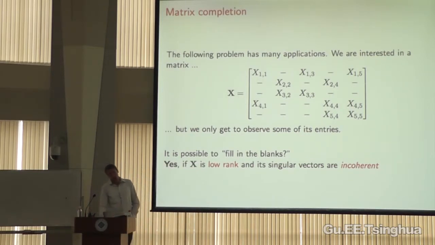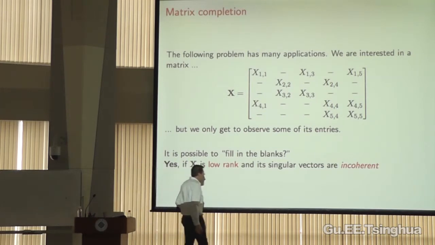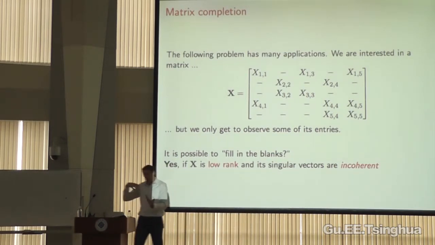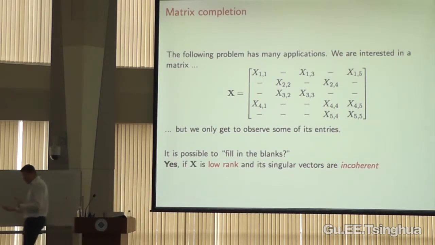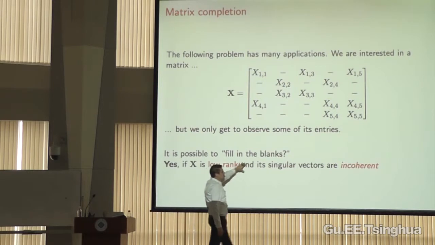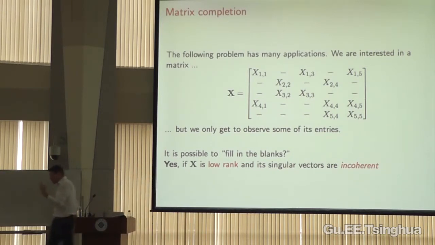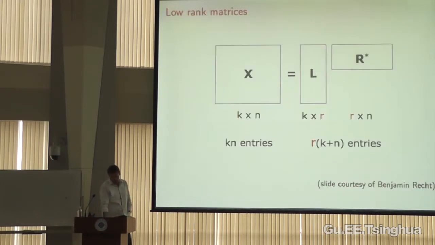Okay, so in general, there's been a lot of work on this particular problem, and you have this kind of answer to this question: is it possible to fill in the blanks? The answer is, you can do it if X is low rank, you've taken an appropriate number of samples, and that number of samples scales like the rank times K plus N, the two side lengths of the matrix. The other thing you need, similar to other places we've seen in compressive sensing, is that the singular vectors of the matrix be incoherent. Basically that means the matrix is spread out evenly. If it's too concentrated in one place and I happen not to sample at that place, I'm going to miss a lot. You need to be able to pick up information with every sample.